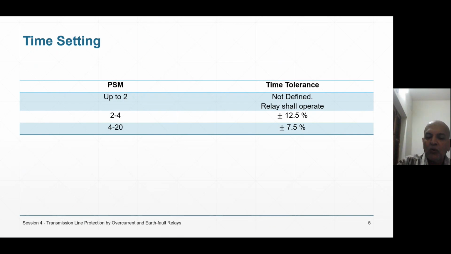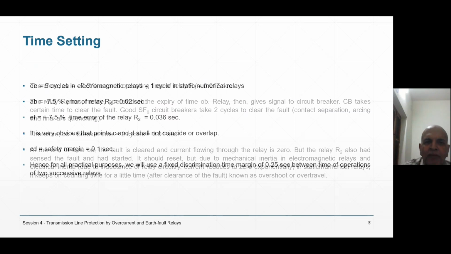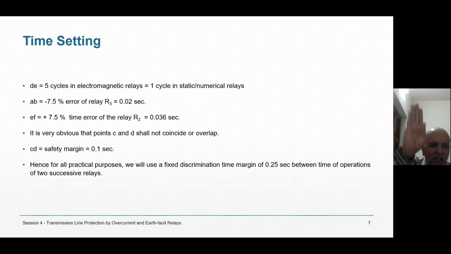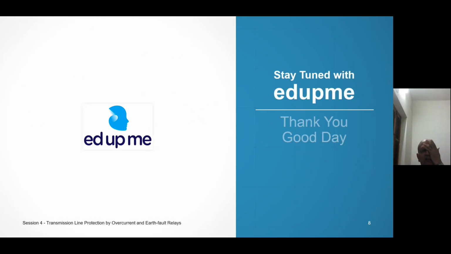The time tolerance I told you, so I don't repeat. Time setting, how have I arrived at 0.25 second? That I've tried to calculate, you can read all these things that I've done. And with that, this IDMT relay, how to set, is over.